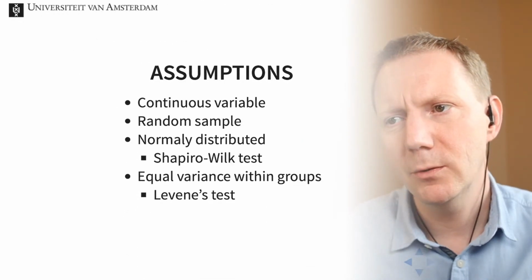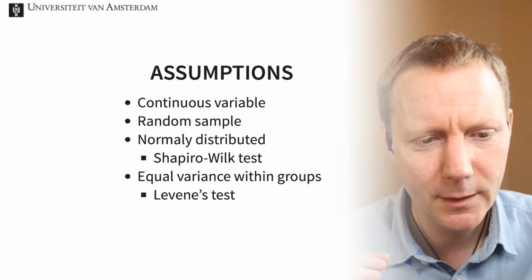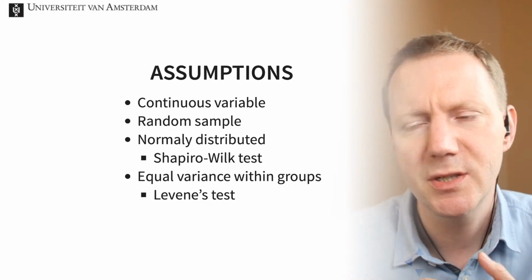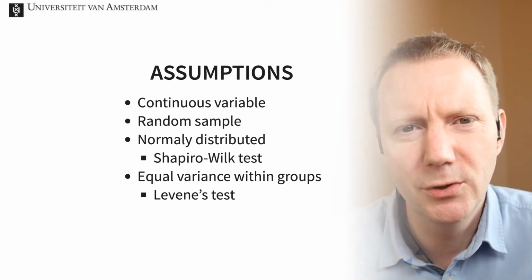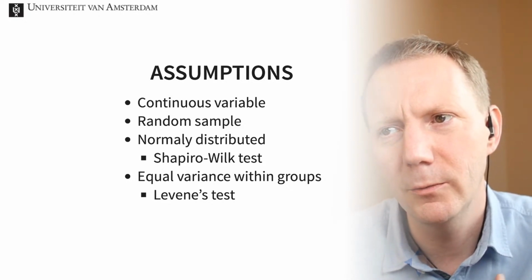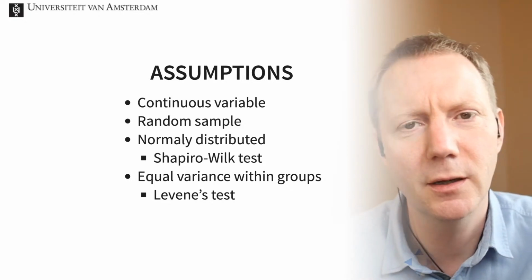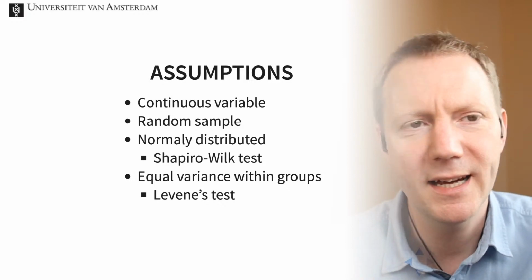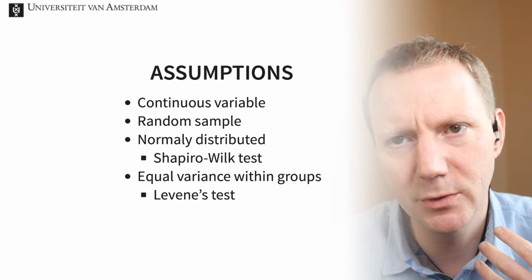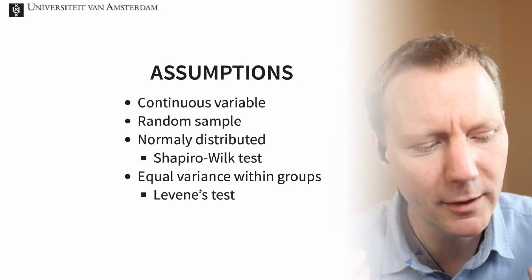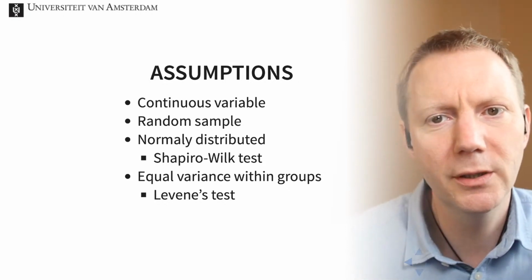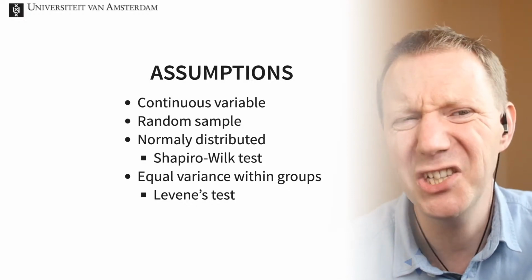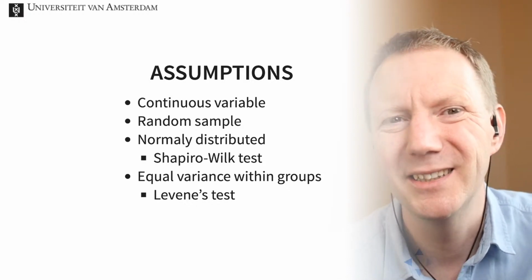Okay, so in terms of assumptions, it's all very close to what we've been doing so far. We want to test on a continuous variable, the dependent variable. The samples that you would take need to be random, and we've talked about this earlier, that random actually means random.